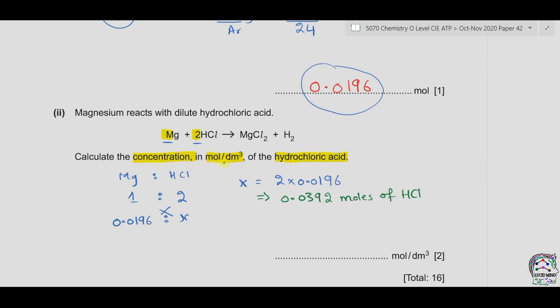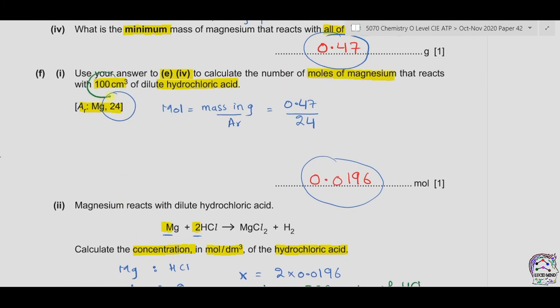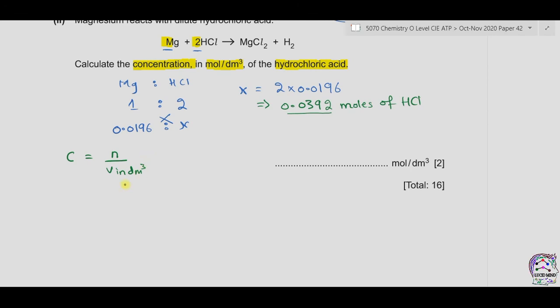Now the second part is to calculate the concentration in mole per decimeter cube. The formula of concentration is equal to number of moles divided by volume in decimeter cube. The number of moles is 0.0392 for HCl. Let's find the volume. In the question we have seen that 100 centimeter cube of dilute hydrochloric acid was used. This can be converted into decimeter cube by dividing by 1000. So it comes equal to 0.1 decimeter cube. Now putting this value in the concentration formula, the number of moles is 0.0392 and the volume is 0.1 dm cube. Now it comes equal to 0.392 mole per decimeter cube. So we can write 0.392 moles per decimeter cube as the answer.